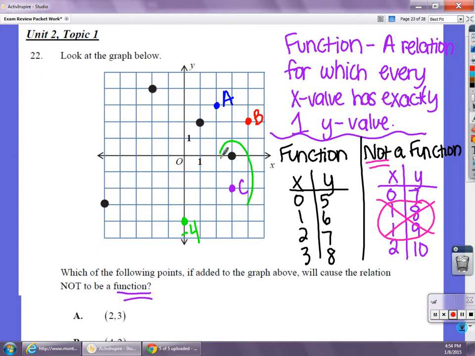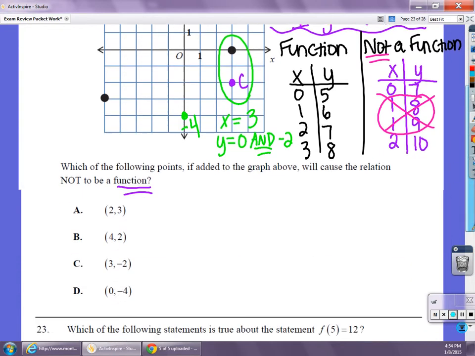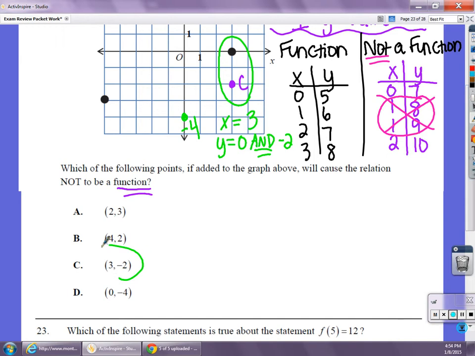And here, when x equals 3, I see that I have 2 different values of y for that. So when x equals 3, y equals 0 and negative 2. And that's a no-no. We want exactly one y value, so the correct answer in this case is C, because when x equals 3, there are 2 different values of y.